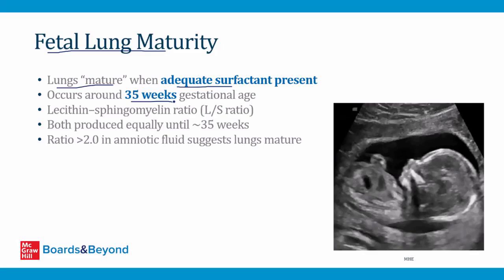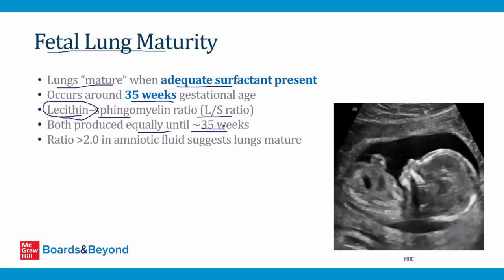There is a way we can determine the likelihood that the fetal lungs are mature prior to birth, and that's by taking a sample of amniotic fluid from the mother and measuring the lecithin to sphingomyelin ratio, or the L/S ratio. Both substances, lecithin and sphingomyelin, are produced equally by the baby in the amniotic fluid until about 35 weeks. But after 35 weeks, surfactant begins to be produced. And remember, we talked about earlier how surfactant contains lecithins. So this ratio of lecithin to sphingomyelin is going to go up when the baby begins producing surfactant. That's usually around 35 weeks.